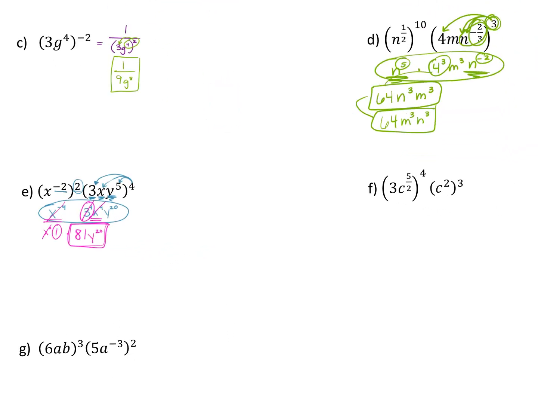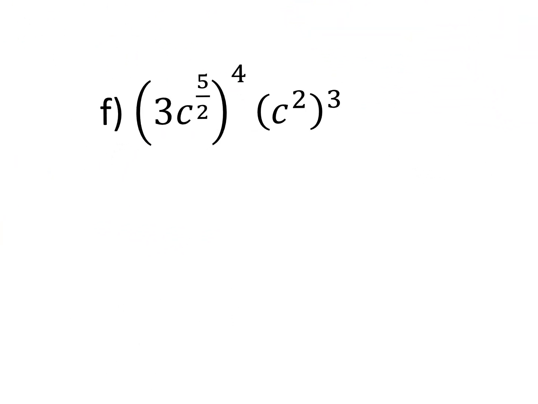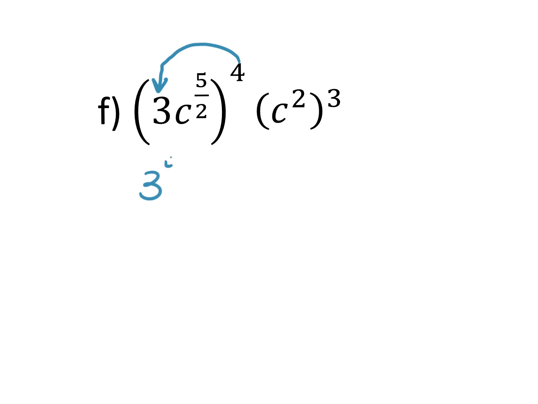Okay, look at F. Tell me what you'll do first. Take the 3 to the 4th. 3 to the 4th power. So we're going to distribute this 4 here. So 3 to the 4th. Then what? Take 5 halves. Multiply C to the 5 halves times the 4th. So 5 halves times 4 is C to the 20 over 2, which is 10. Okay, so C to the 10th power. I'll write that down in a minute.